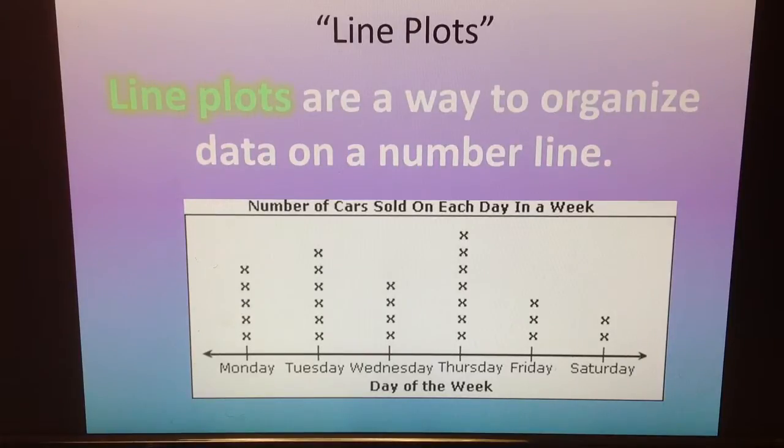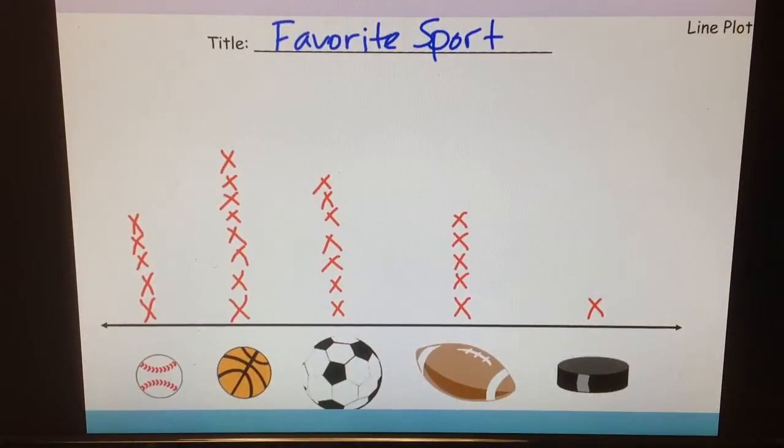Or maybe they're noticing they don't sell many on Saturdays. They only sold 2 cars on Saturdays. So they might use that information to put some sales up on Saturdays. Here's another line plot. A teacher asked her students what their favorite sport was, and she made X's to show what their answers were.